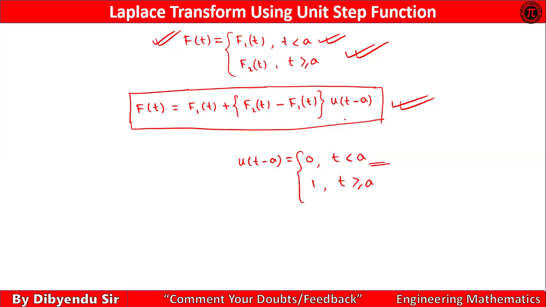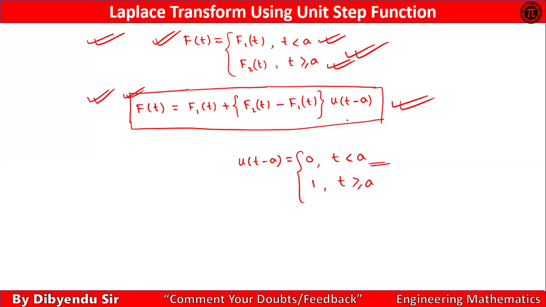Clear? Similarly, when t is greater than or equal to a, u(t minus a) is 1. If you put 1 here, you are getting f1(t) plus f2(t) minus f1(t). So f1(t) and f1(t) cancel, and you are getting f2(t). You can see that for t greater than or equal to a, the result is f2(t). Clear? That means both of these functions are the same. I have just expressed the function using the unit step function.